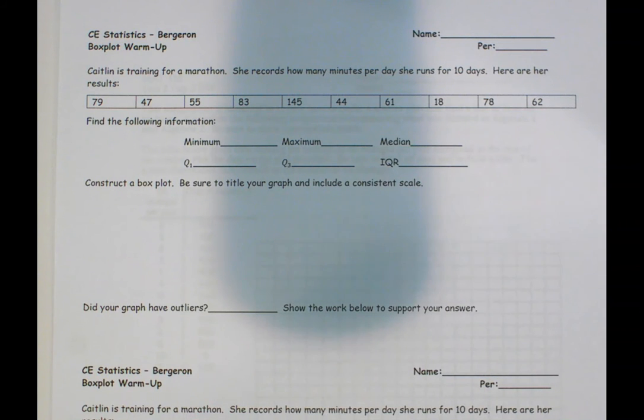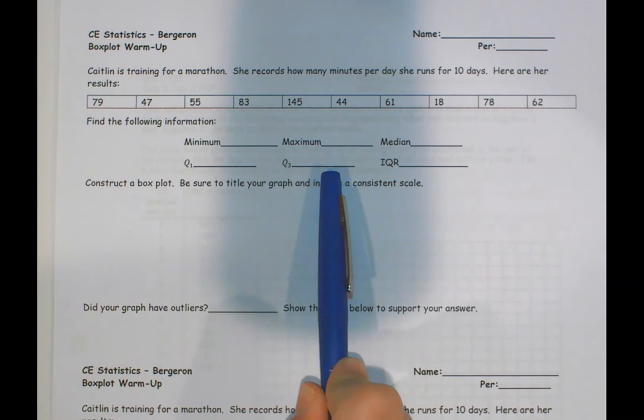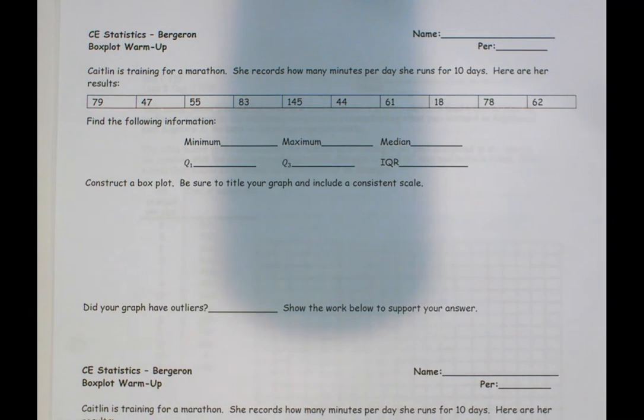All right, so this video is to go over the box plot warm-up. So this is on pink page 67. So last class we talked about all the pieces and parts that you would need to find or to create a box plot. So there's 5 pieces of information that you need to have to make a box plot.